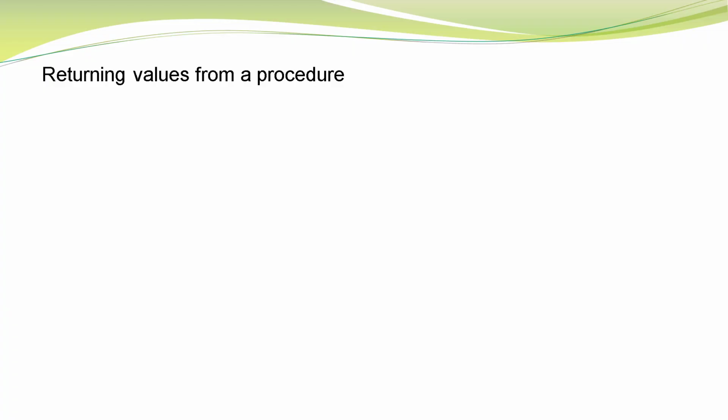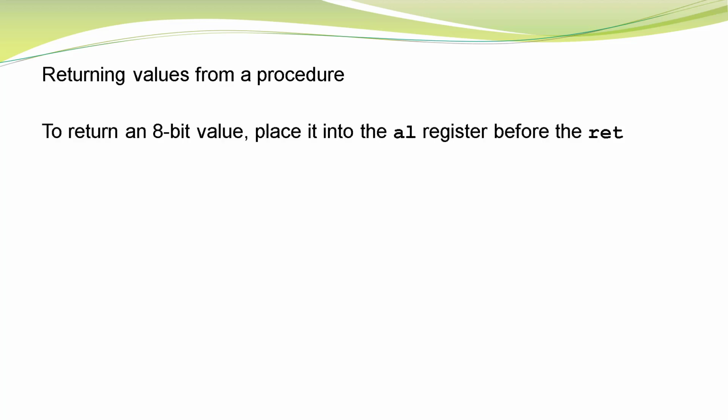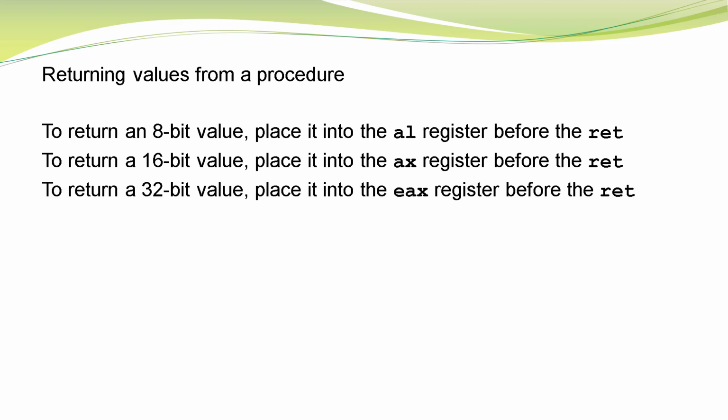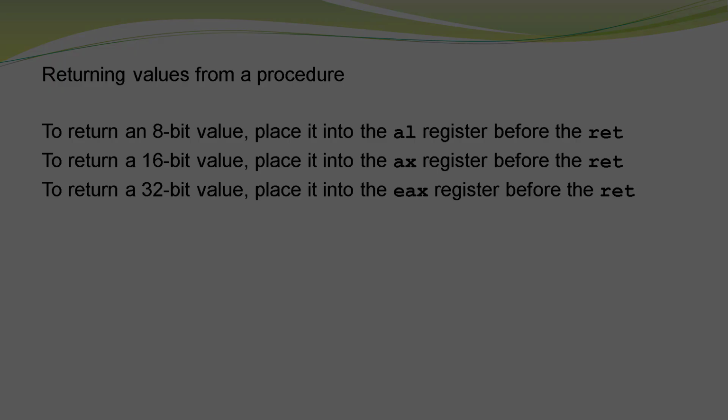Now, how do you return values when that procedure ends? Here's the way most code does it. If it's an 8-bit value, you return it in the AL register. That's an 8-bit register. If you're going to return a 16-bit value, put it in AX. And as you might guess, if you're going to return a 32-bit value, put it in EAX.